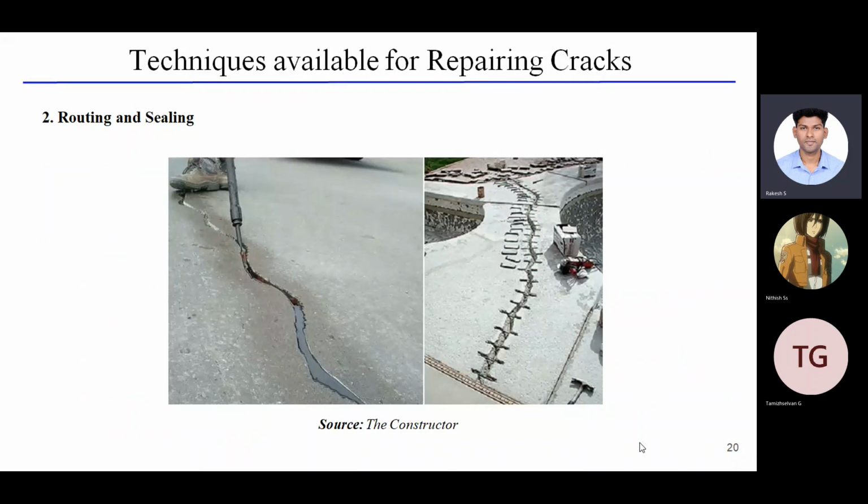So this is routing and sealing. We can see that routing is on the right side and sealing is on the left side. The technique is done in this way only.